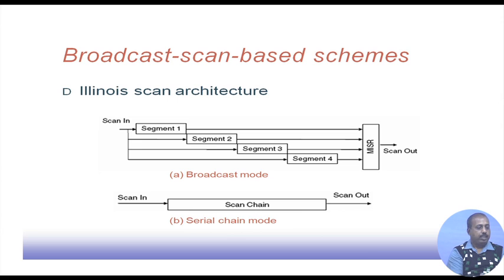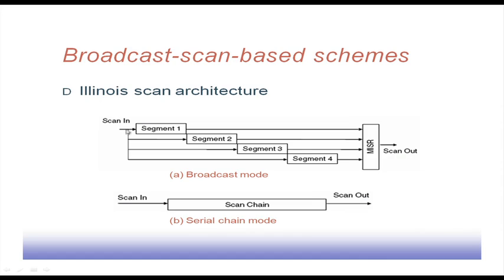There is another architecture which is known as the Illinois scan architecture. It has this name because the people were from the University of Illinois. Some of the faults can be detected by having similar content in all the scan chains, whereas some other faults require exclusive patterns where the scan chains are to be loaded in a different way.